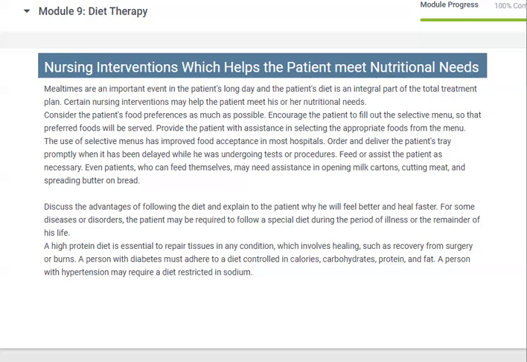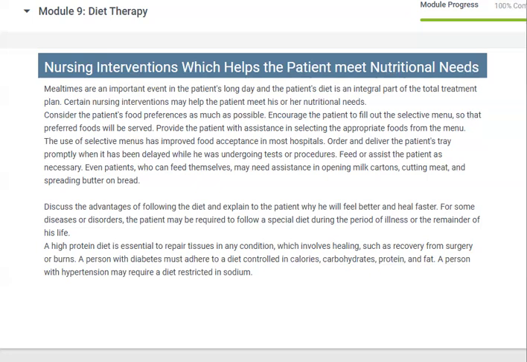For some diseases or disorders, the patient may be required to follow a special diet during the period of illness or the remainder of his life. A high-protein diet is essential to repair tissues in any condition which involves healing, such as recovery from surgery or burns. A person with diabetes must adhere to a diet controlled in calories, carbohydrates, protein, and fat. A person with hypertension may require a diet restricted in sodium.